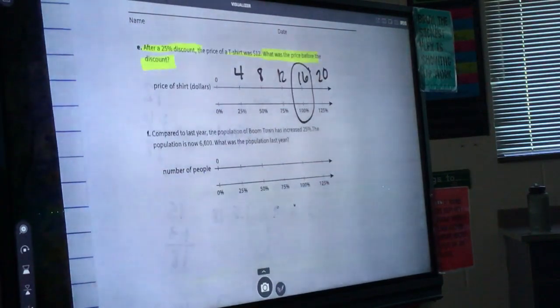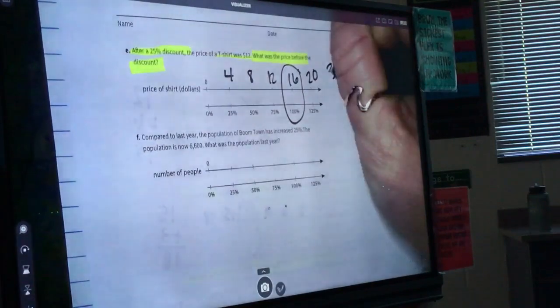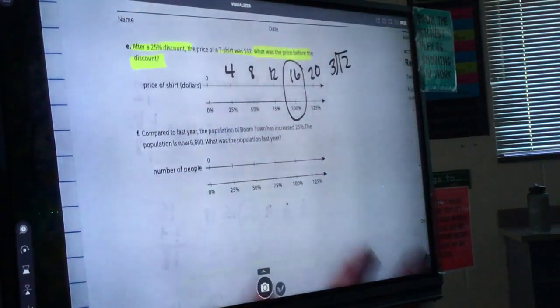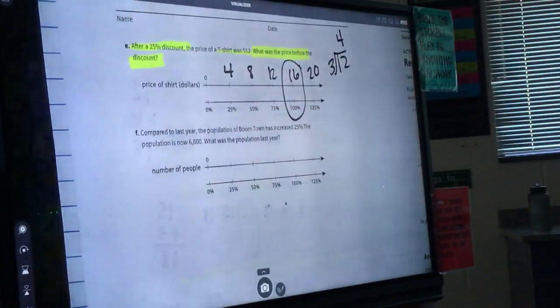So what is your logic in coming up with 4, 8, 12, 16, 20? Summer. We did, since we knew that $12 was the price after the discount, we did 12 divided by 3, and we got 4. And why did you divide by 3? Because there were 3 tick marks to get to 12. Okay, which gave you 4. That's telling you you're increasing by 4.